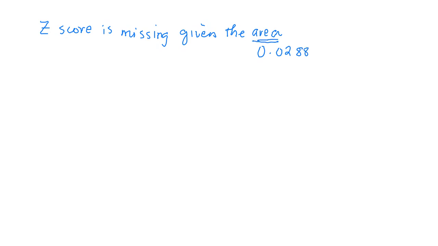So what you're gonna press in your calculator is second vars, and then you're gonna choose number 3, which is the inverse norm, because this time the z-score is missing, not like the previous problems with a normal CDF. So you choose number 3, inverse norm, and then enter the area given, which is 0.0288 in my example.